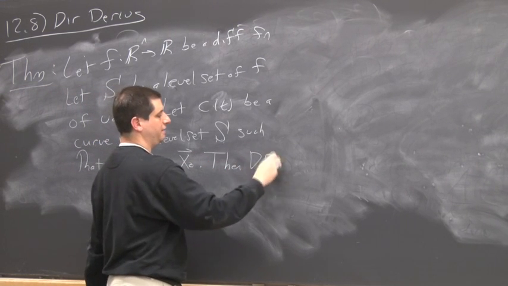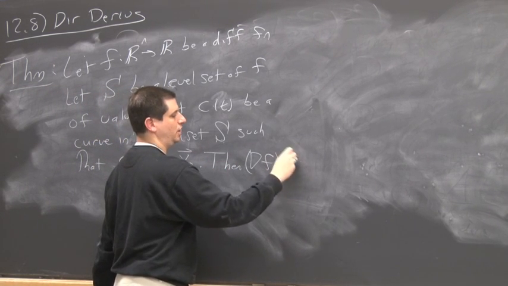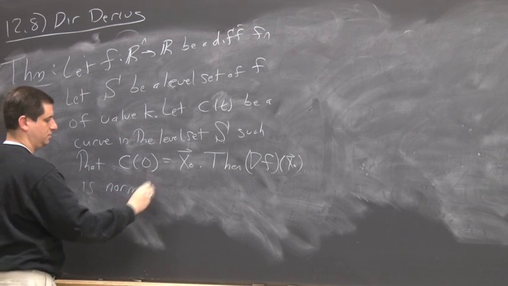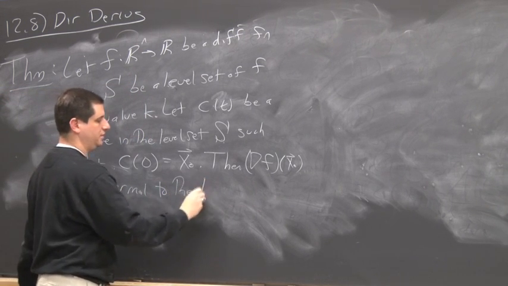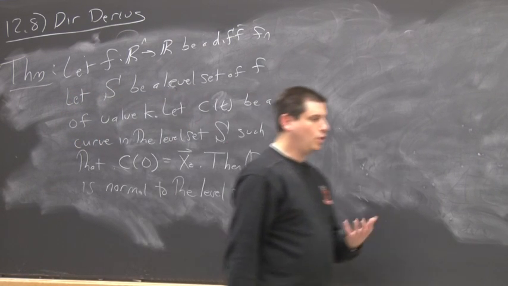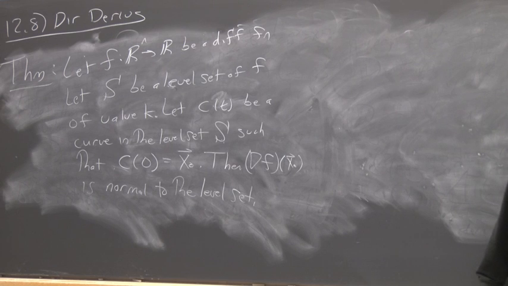Then the gradient of f at x naught is normal to the level set. So this is a wonderful application of the gradient of directional derivatives. It allows me to find normals to surfaces. So before proving it, let's do an example.